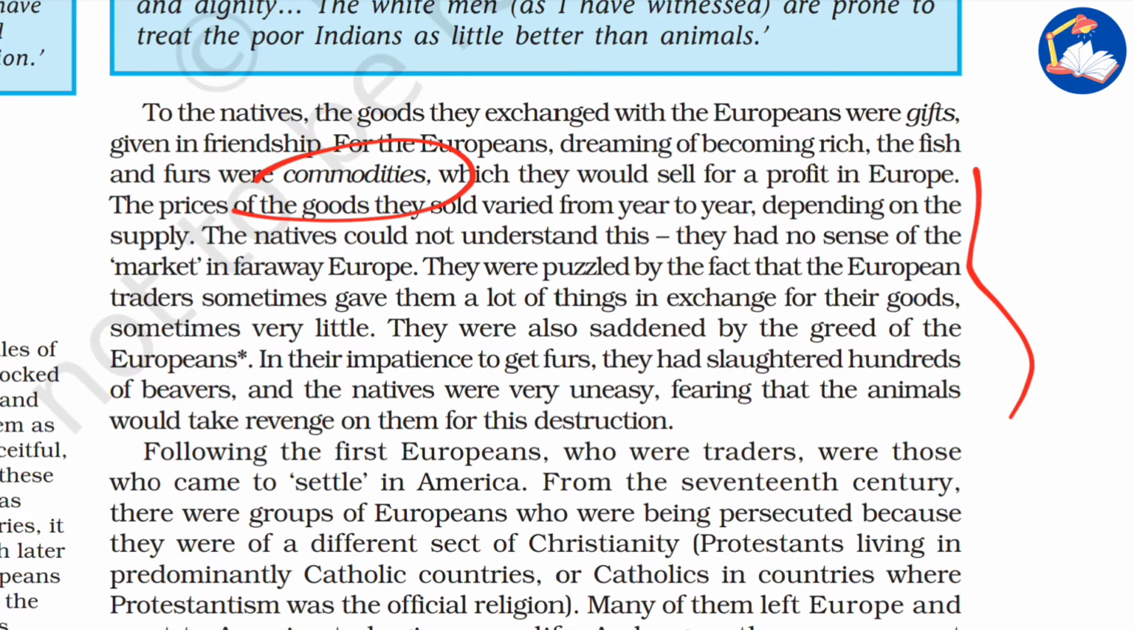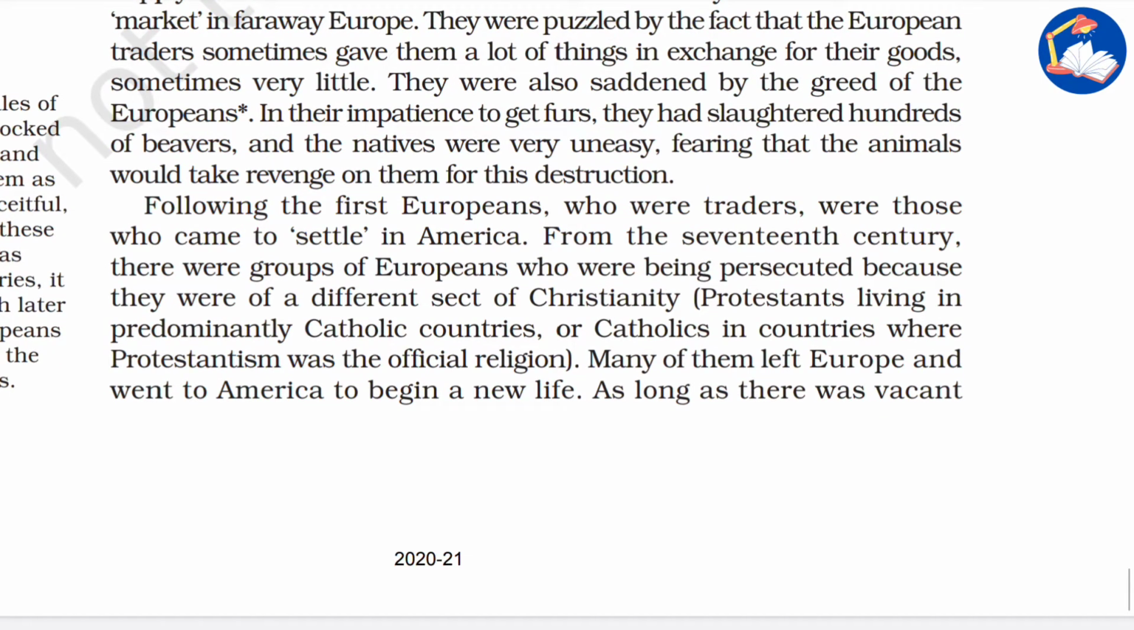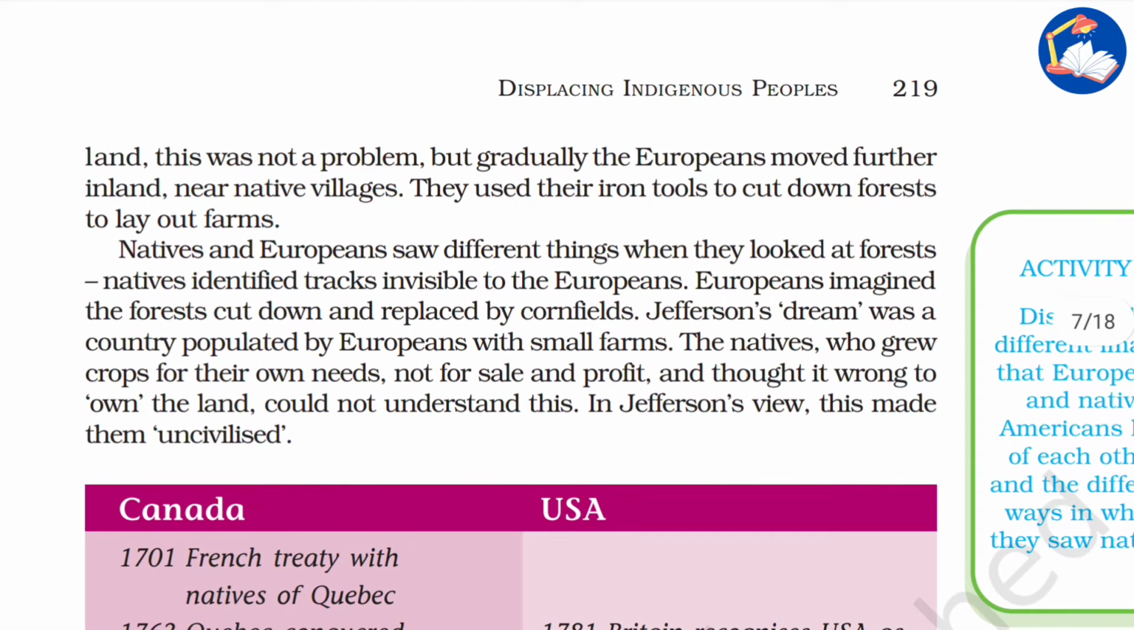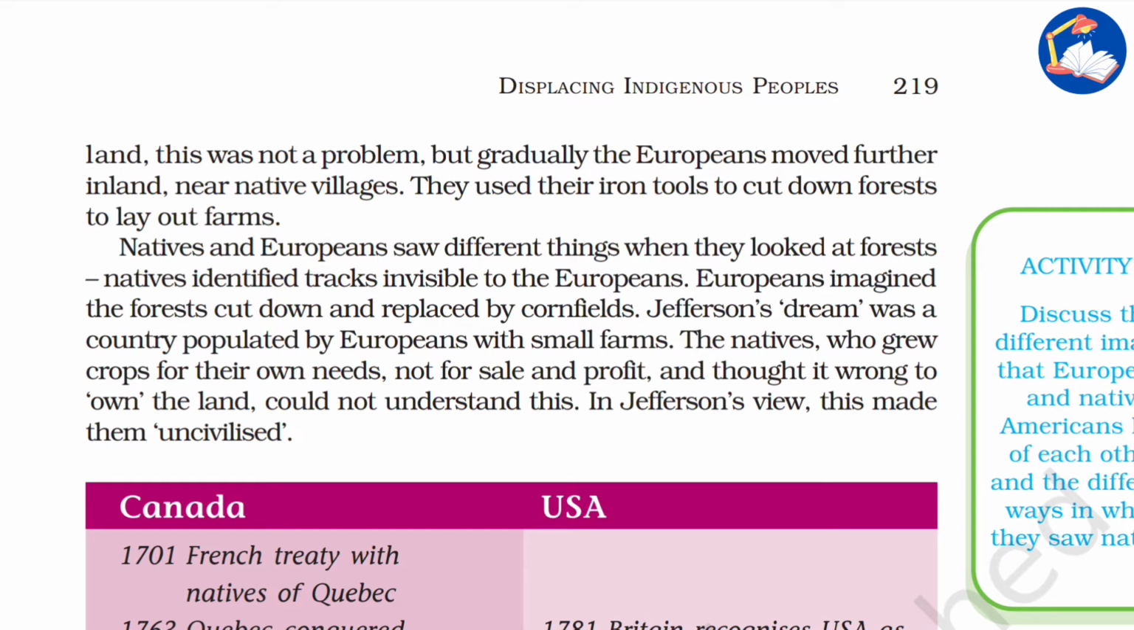Following the first Europeans who were traders were those who came to settle in America. Now the settlement starts. These people were actually persecuted by the majority community, a different sect of Christianity. Especially there were conflicts between the Catholics and the Protestants. Catholics were under the Pope, and the Protestants were mainly under the King of England, the Anglicans. All these people are Protestants, other than Catholics.